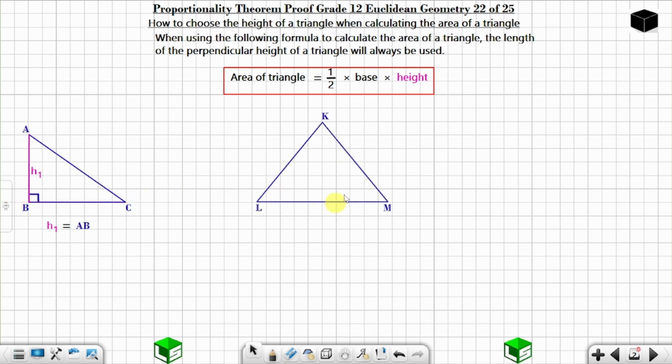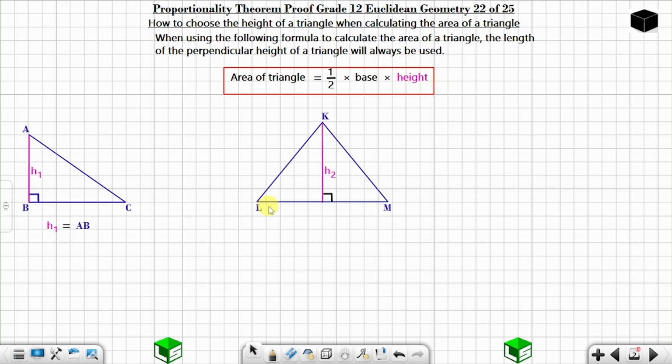Now, if you have a triangle as this one, the height to use is not KL or KM. You have to use always the perpendicular height. So, you are going to draw a line from this vertex perpendicular to the base. So, this will be the height to be used in this formula.